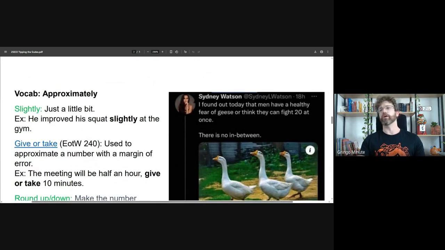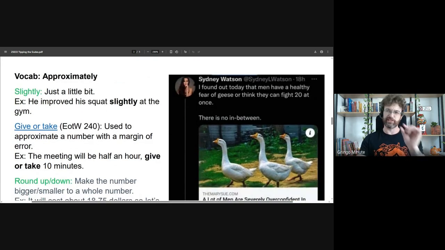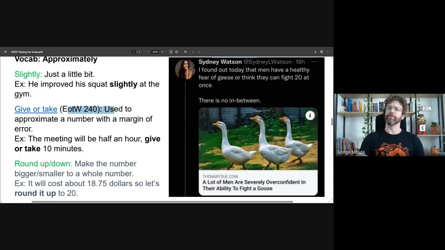Some vocab for approximation, some good ones. Slightly, just a little bit. I improved slightly, just a little tiny smidge. Give or take, I think this is a good one. Expression of the week. And I like that. I might test that out more. Expression of the week, just to vary it, just for some variation.